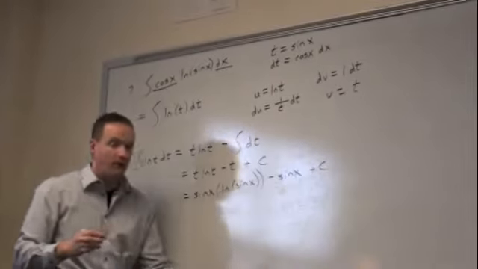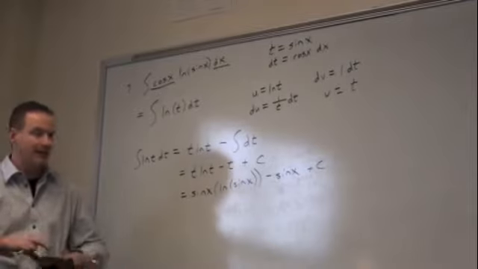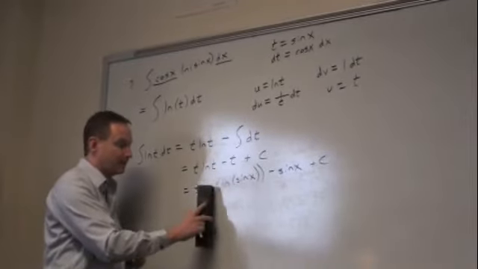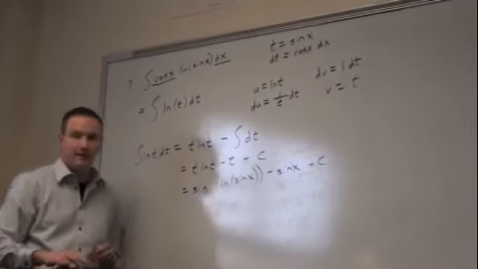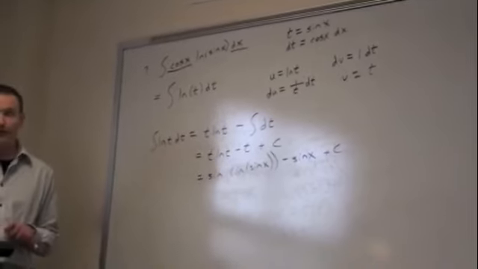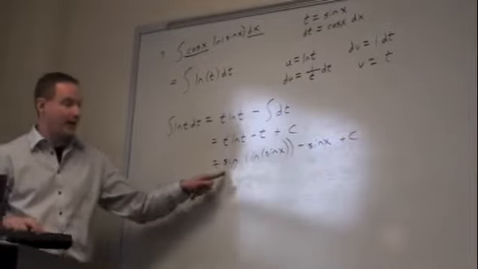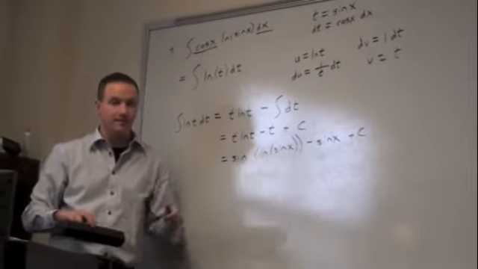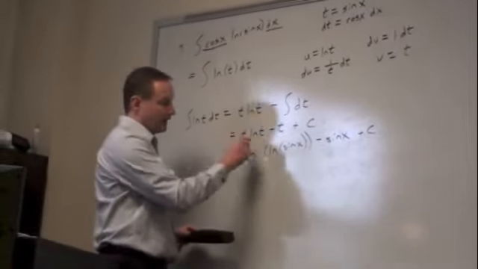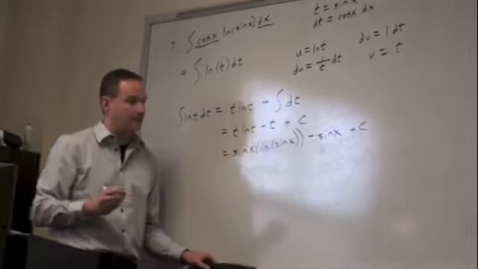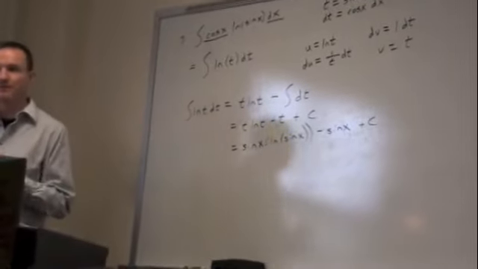I would warn you, I could foresee someone making a careless mistake and putting this as their answer. Do you see the problem with that and why that's wrong? It's not just me being nitpicky, this would be the sine of the natural log, that's not the same thing. It's the sine of x times the natural log of the sine of x minus the sine of x plus c. Does it work if we factored out t instead?